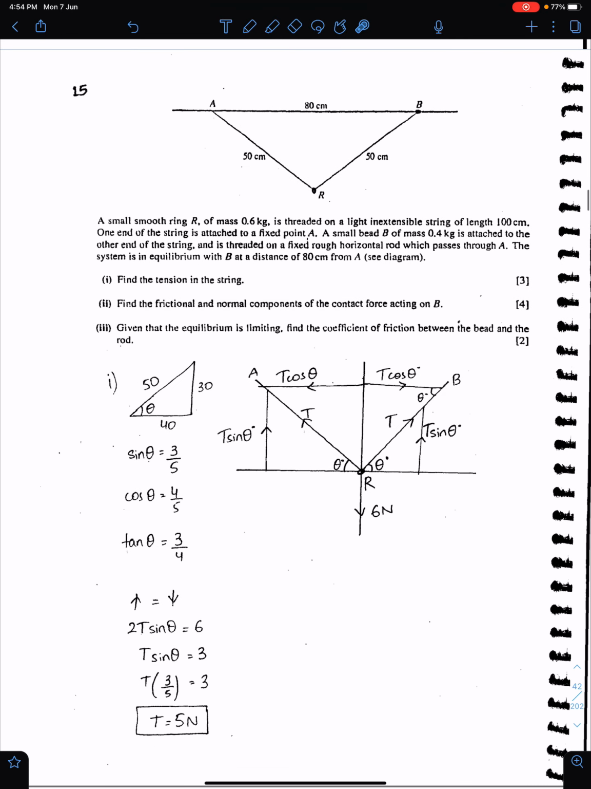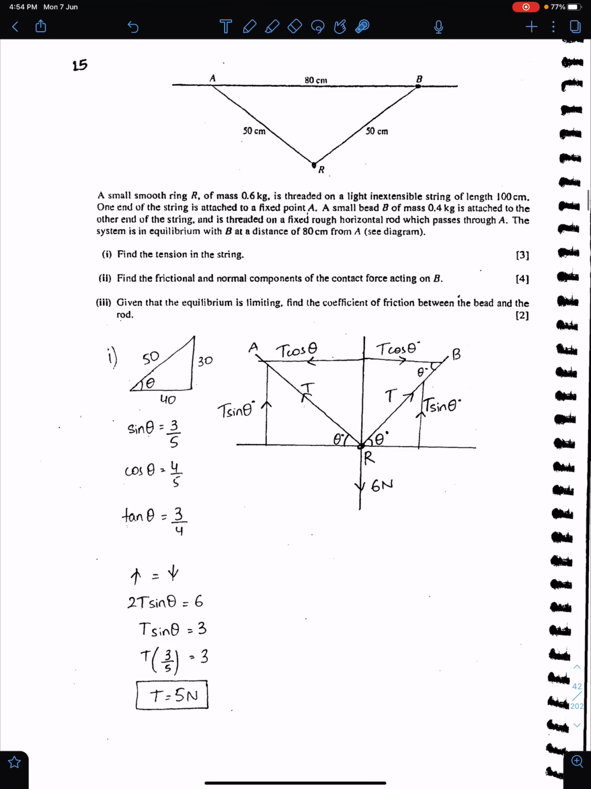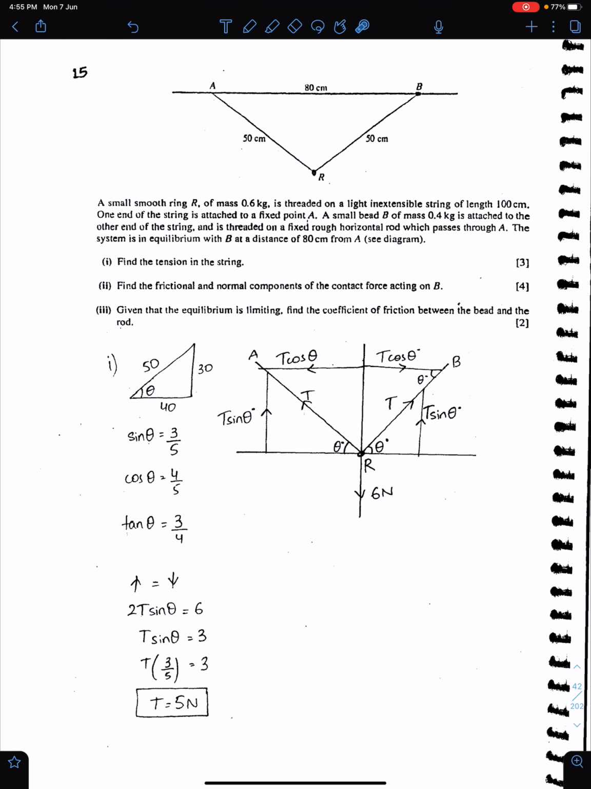And this is an important question, exactly similar to case 3. A small smooth ring R of mass 0.6 kg is threaded on a light inextensible string of length 100 cm, 50 each, meaning an isosceles triangle. One end of this string is attached to a fixed point A. A small bead B of mass 0.4 kg is attached to the other end of the string and is threaded on a fixed horizontal rod, which passes through A. The system is in equilibrium, which is very important, with B at a distance of 80 cm.